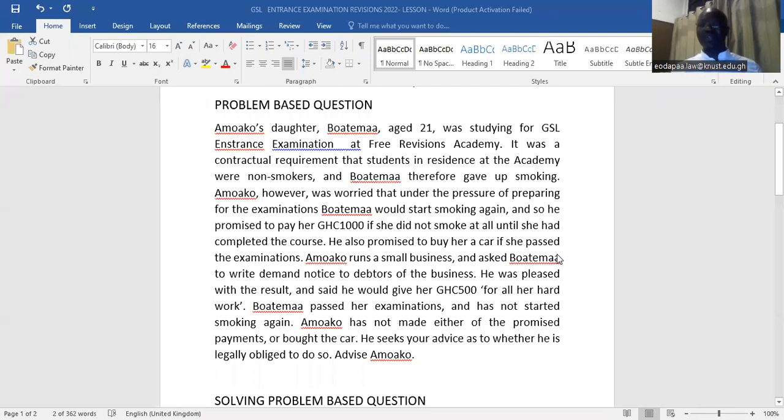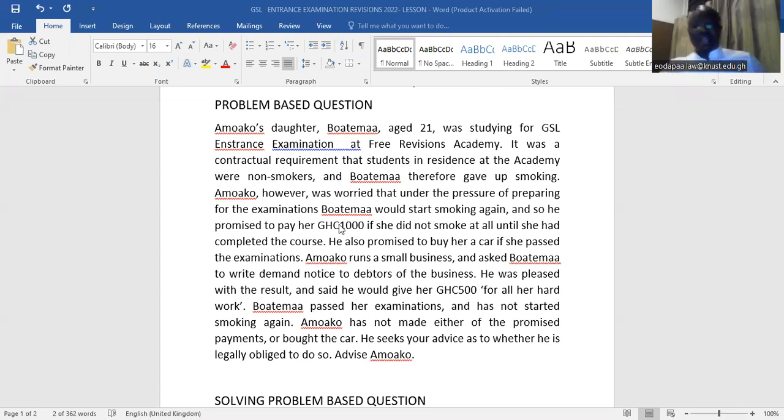The screen is not being shared. Okay, you don't see what I'm talking about. All right, sorry. I thought the screen was being shared, so you were following it. The people are raising issues about capacity. And the Boatemaa girl, she's 21. So what about capacity? Please, can we have one? Okay, so some people have raised issues about consideration, intention, capacity.